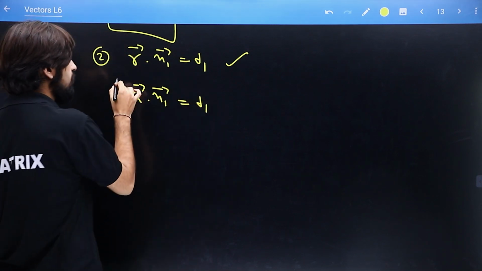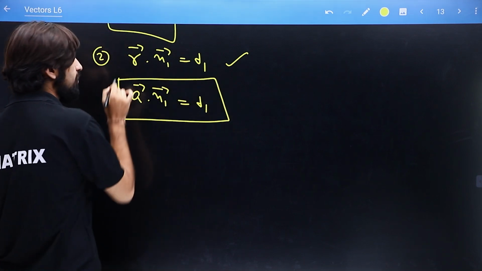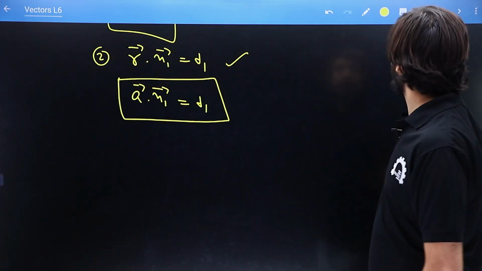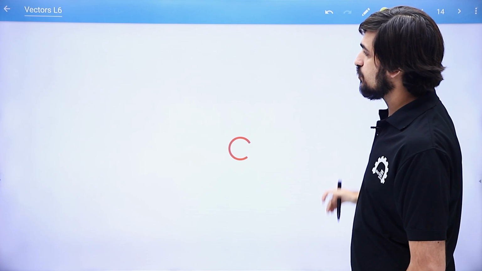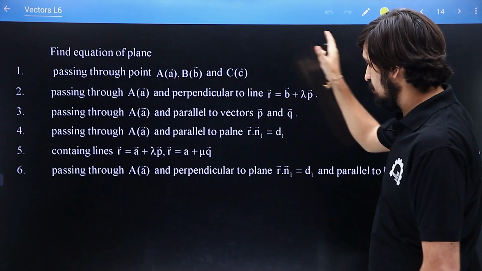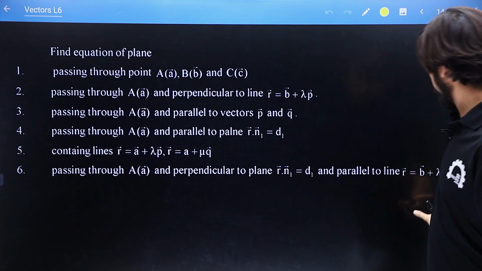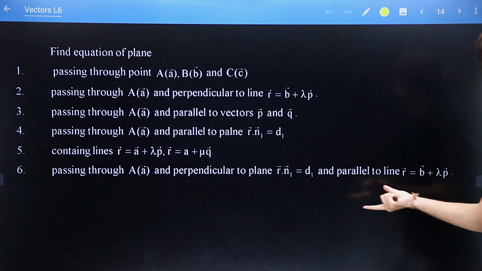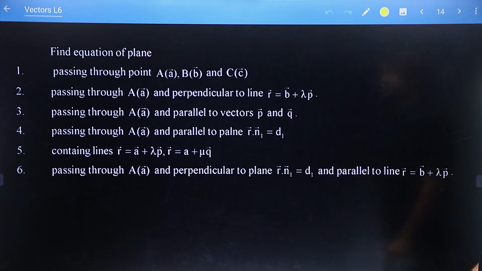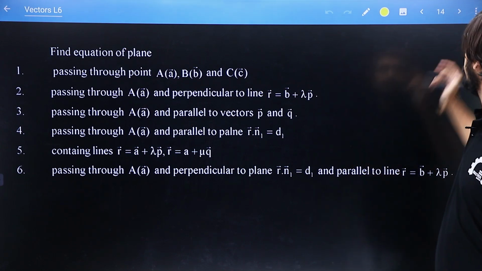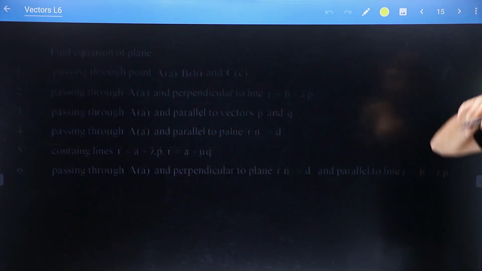Okay. So there are two conditions for the line to be contained by this plane. So these are the 7 or 8 conditions I have already told you. And I have some questions based on that. So please note these questions and try to solve these. Or you can take a screenshot of this. We are going to solve these questions in the next lecture.